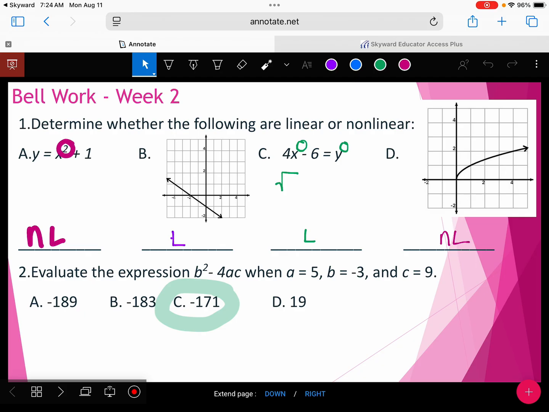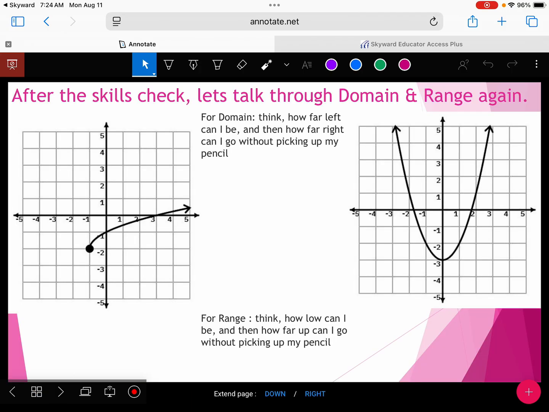Okay, so we're going to talk about domain and range real quick for a second because honestly that was the biggest sticking point in the skills check. I'm not saying that there weren't other mistakes, I'm just saying the most mistakes I saw were on domain and range, so I'm going to talk through them again in a slightly different way. I did a little bit more research over the weekend on another way I could say it, hoping that'll help some of us.